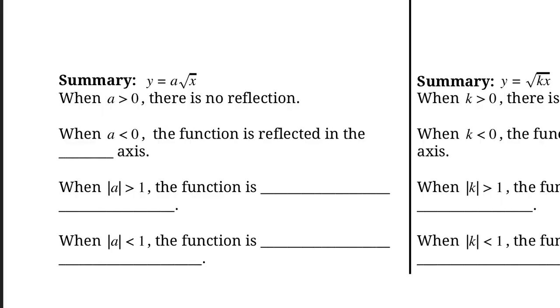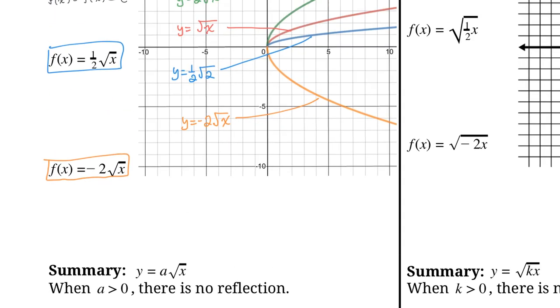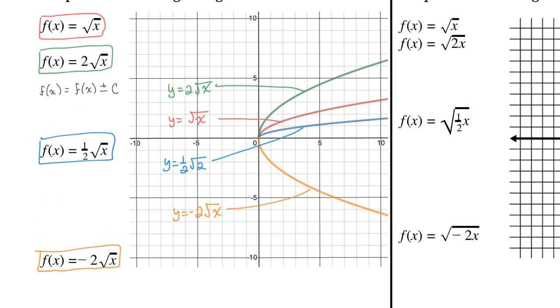So let's summarize this. When we have our parent function and we're multiplying that parent function by a number and the number is outside of the function, we use the letter a to represent that number. When a is greater than 0, so when it's a positive number, there is no reflection. And when a is a negative number, the function is reflected in the x-axis. We can see that in our examples above. A is positive in our green function and in our blue function, and there is no reflection. But there is a reflection in this orange function right here, and that's because our a value is negative 2.